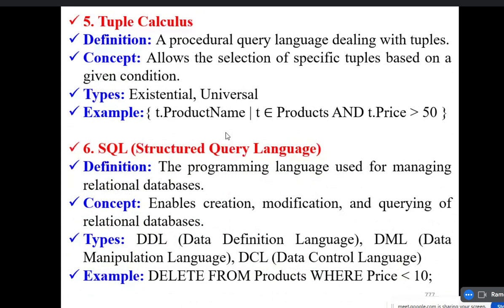Definition: a procedural query language dealing with tuples. Tuples are nothing but rows, and rows are nothing but records. We use this concept to allow the selection of specific tuples based on a given condition, like greater than, less than, exactly equal to. Many symbols are used in relational database tools, like existential and universal quantifiers. Example: t.productname, where t belongs to products and t.price greater than 50. This is the example for tuple calculus.